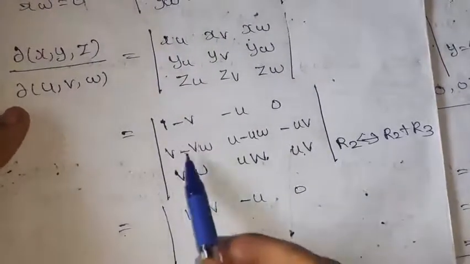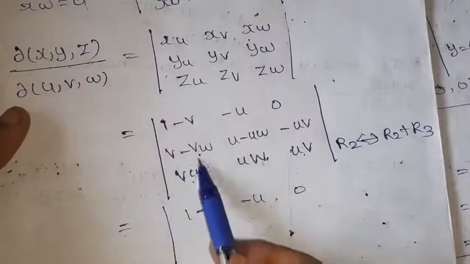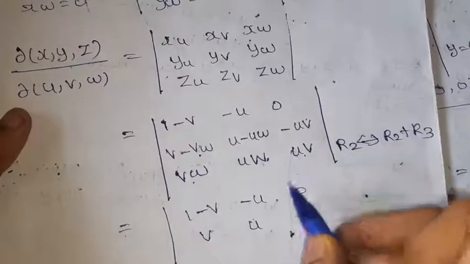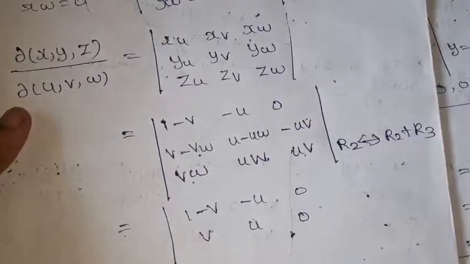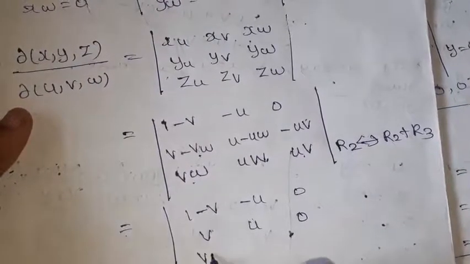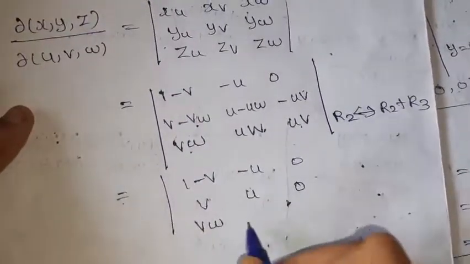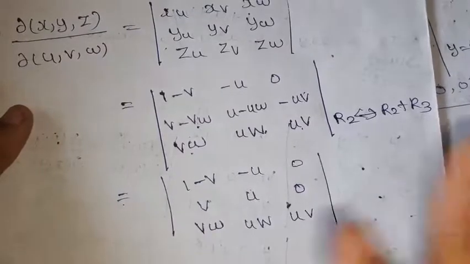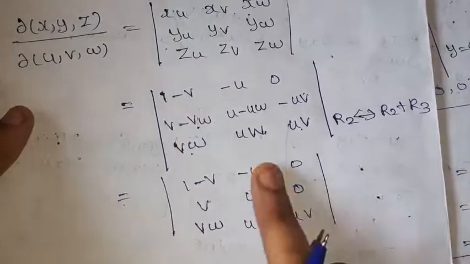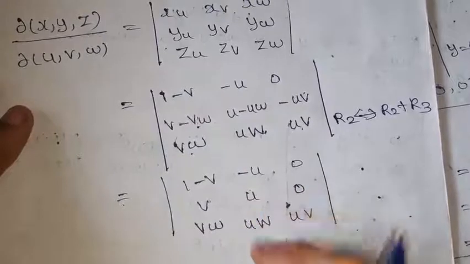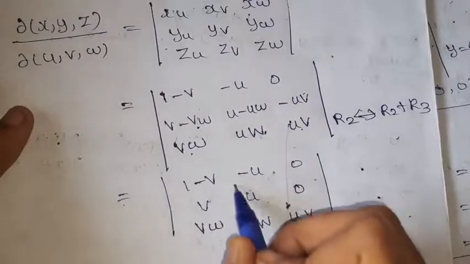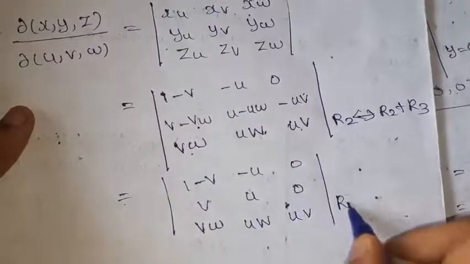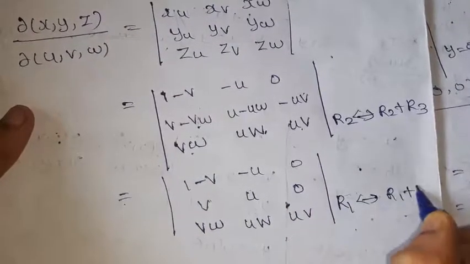So v minus vw plus vw, this and this get cancelled, v only; then u minus uw plus uw, u only in row 2. This and this we will get 0 here, right? Then write down R3, row 3, as it is. See R1 and R2. When we add R1 plus R2, R1 equal to R1 plus R2.